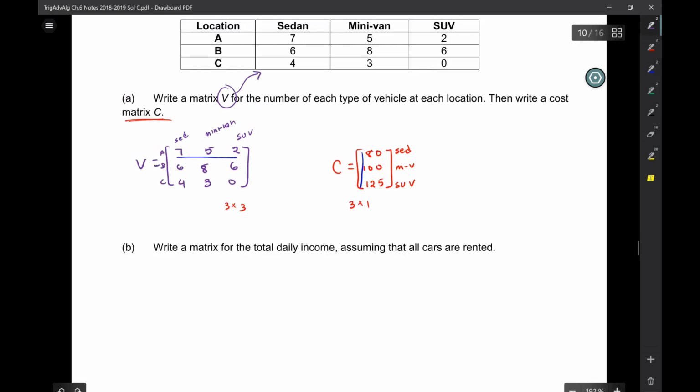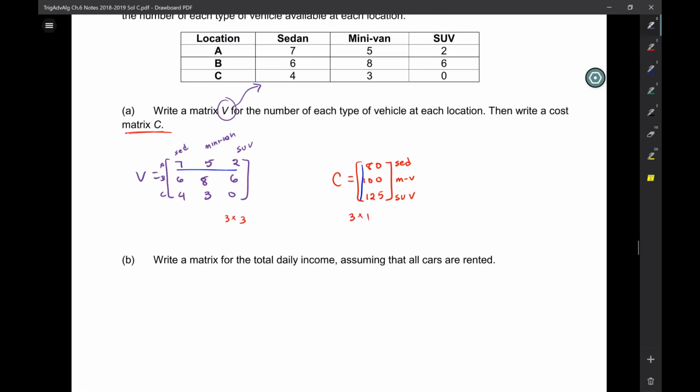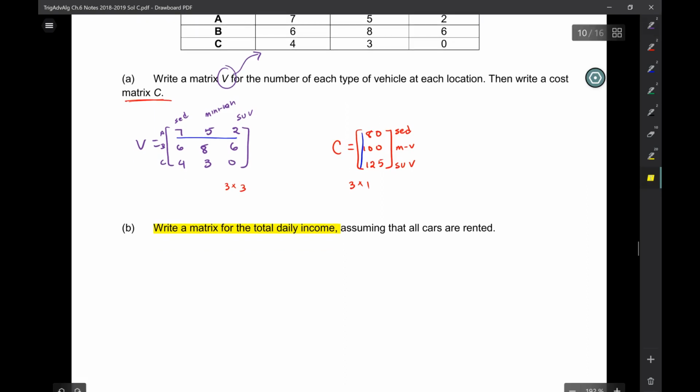Now, suppose you wanted to figure out if on a magical day you were able to rent out all of your cars, how much money would you get from each location? You would have to multiply them, all right? So the total daily income, you have to multiply them.